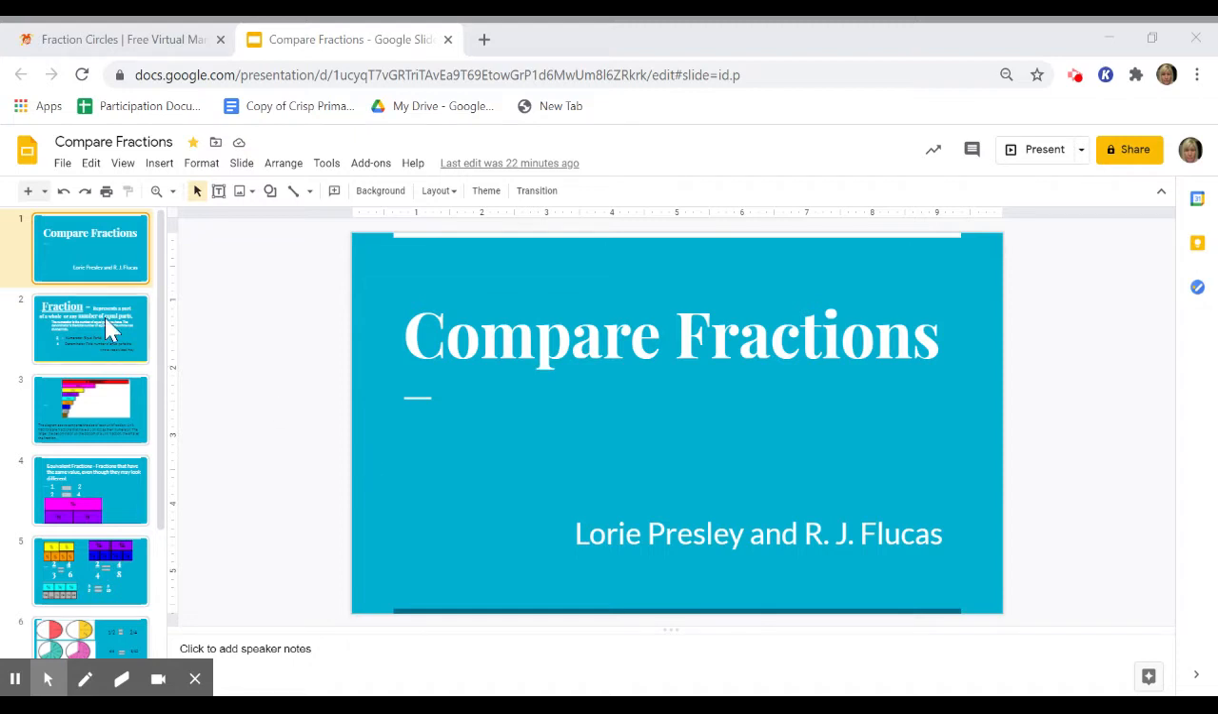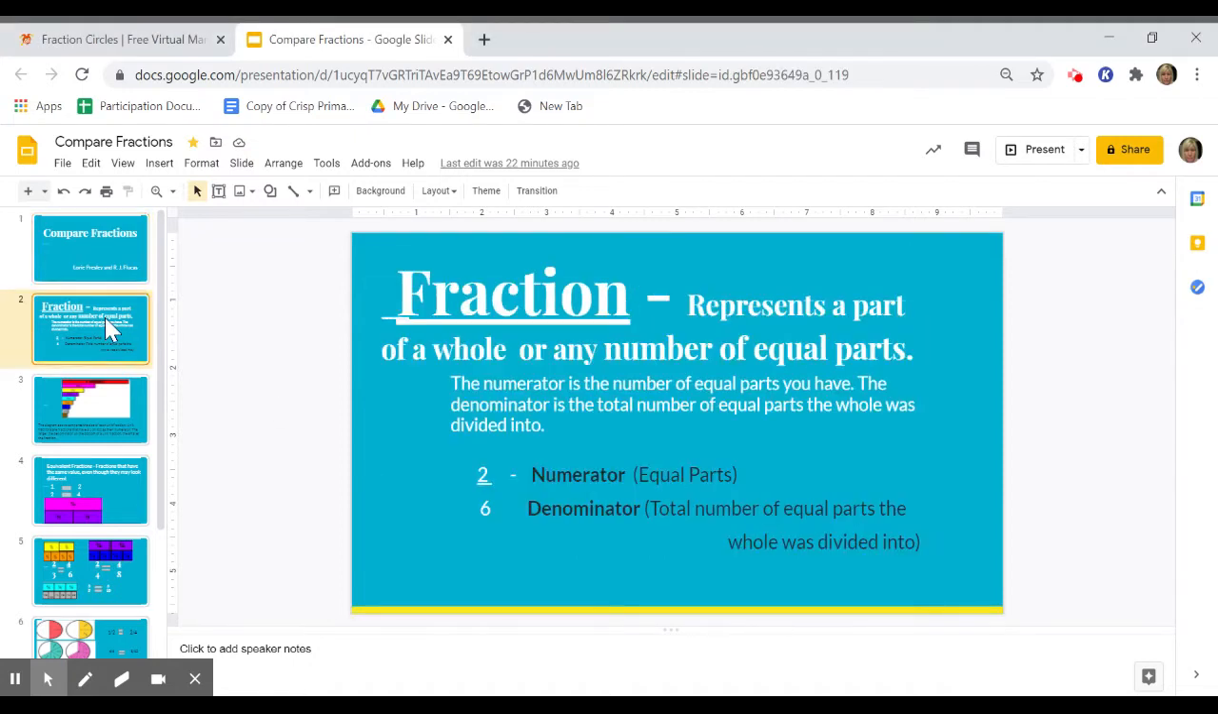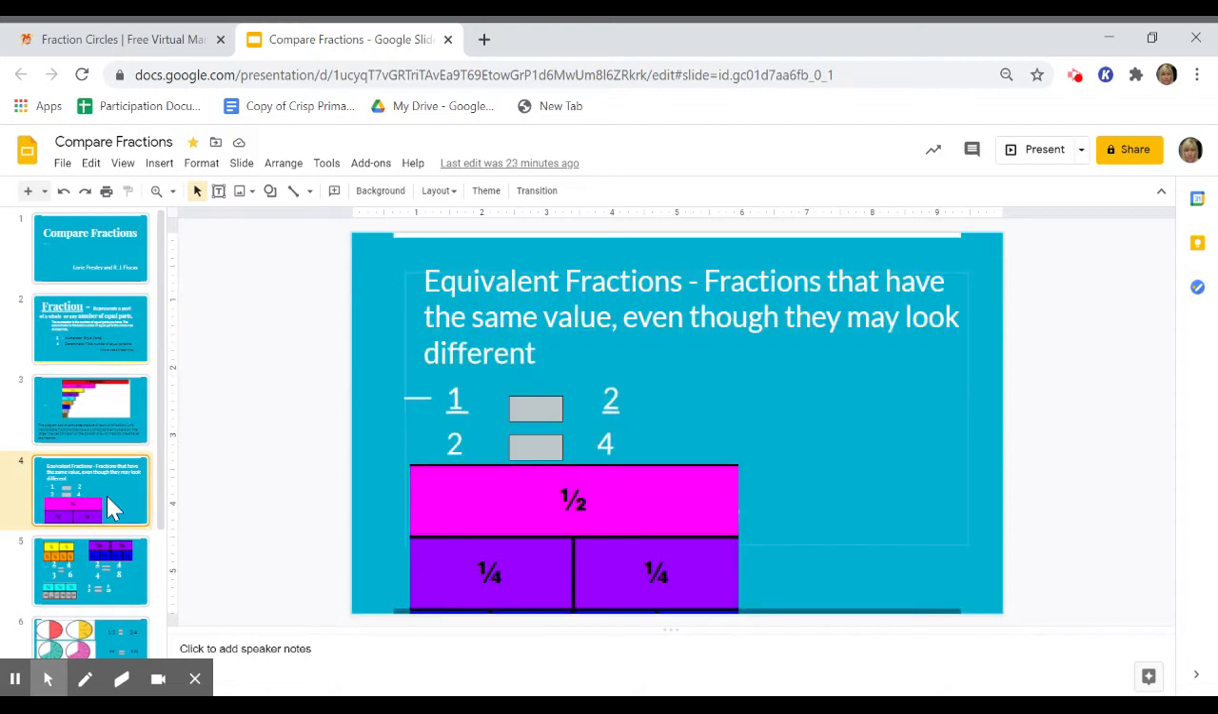Comparing fractions. A fraction represents a part of a whole or any number of equal parts. The numerator is the number of equal parts you have, and the denominator is the total number of equal parts the whole was divided into. Yesterday, we talked about equivalent fractions and using bars, and we said an equivalent fraction is a fraction that has the same value, even though it may look different.